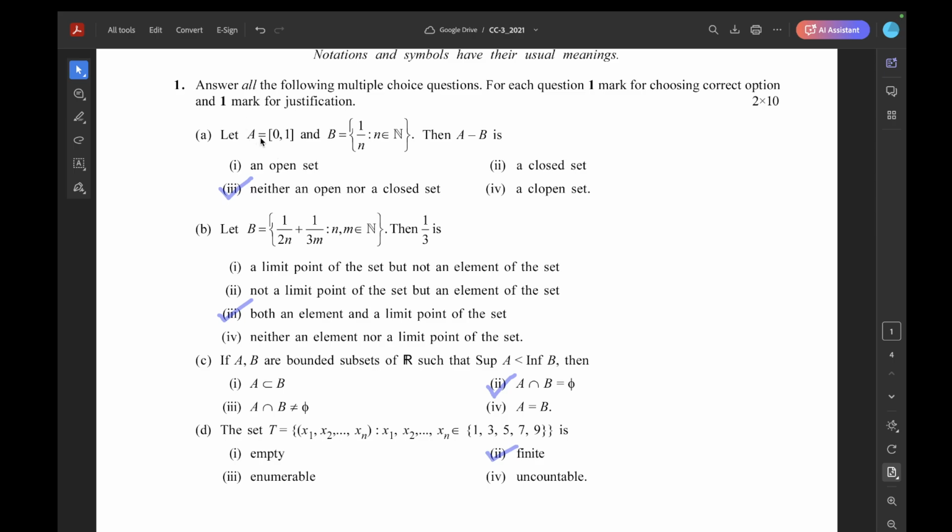Let A equal to the closed interval [0, 1] and B is the set of all those elements 1/n such that n belongs to the natural numbers N. Then A minus B is... The correct option is 3, neither an open nor a closed set.